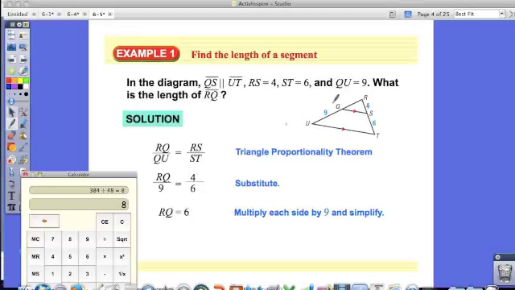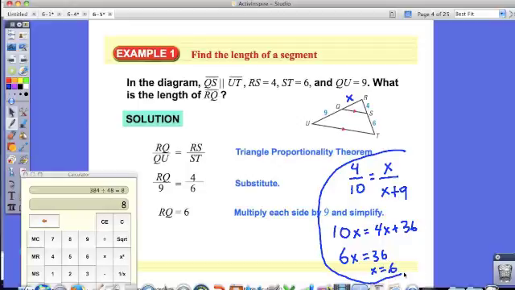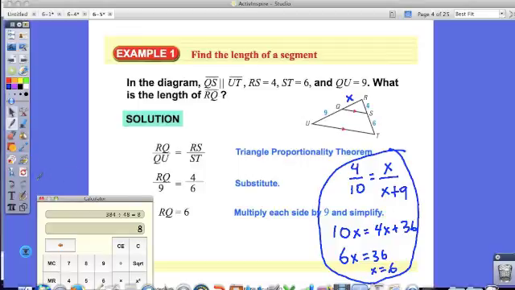Now, yes, the way we've been doing this in class would have actually been 4 over 10 equals x over x plus 9. 10x equals 4x plus 36. Subtract 4x from each side. 6x equals 36. x equals 6. Mathematically, since it's dividing these proportionally, this will work. This would have gone into the idea that the triangles are therefore proportional. So either way to do it will actually work for you.